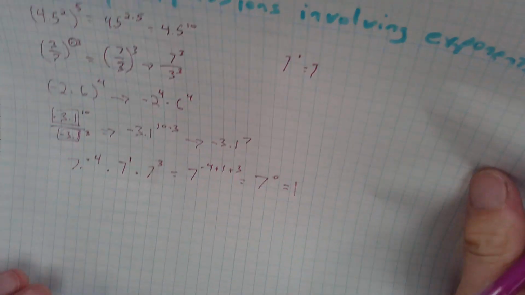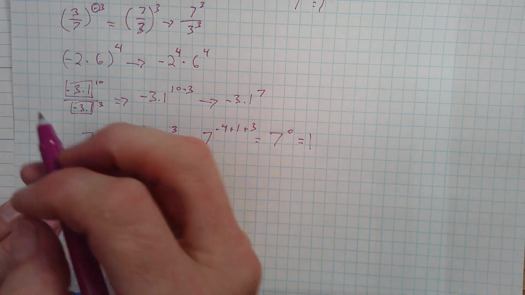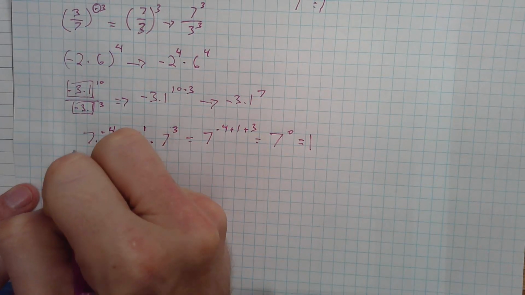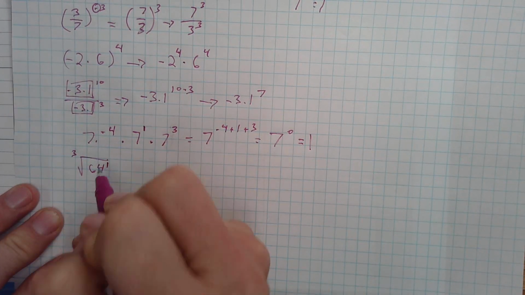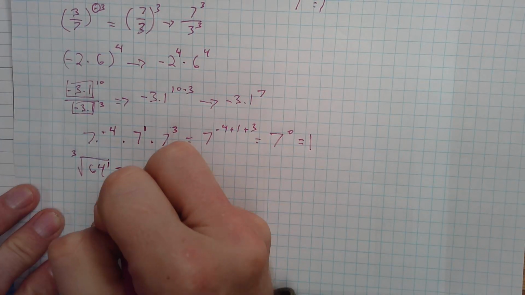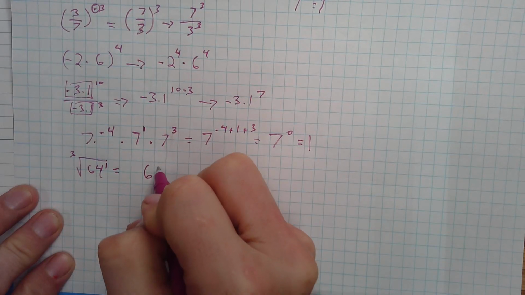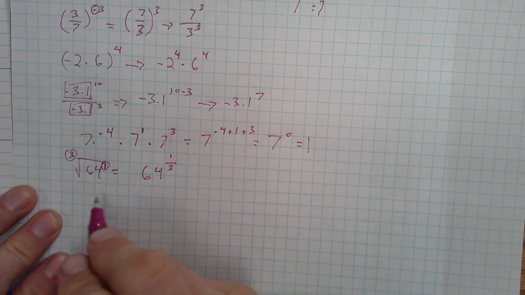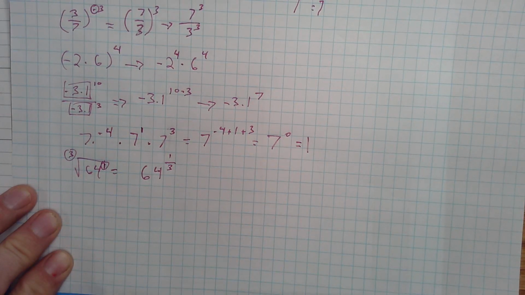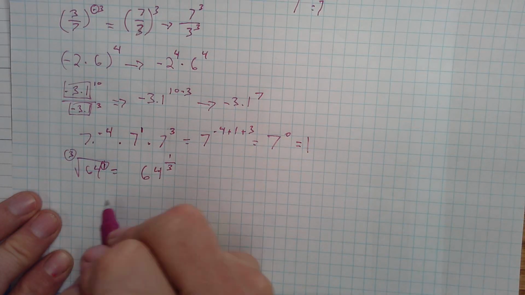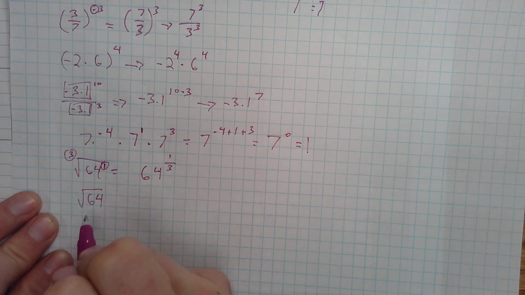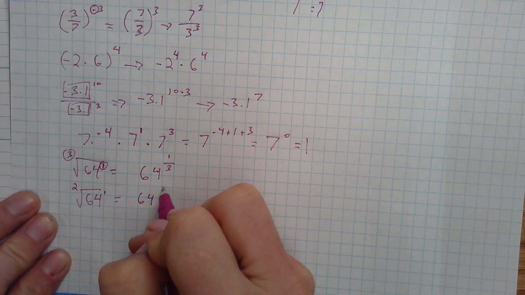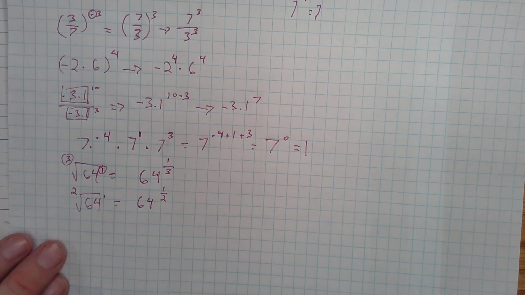Okay, so now we have some radicals. When we have something inside of a radical, like 64 to the, this is to the first power. The exponent inside the radical becomes the numerator, and the index becomes the denominator. So this is 64 to the third. Now this is the square root of 64, so this is a 1, this is a 2. So this becomes 64 to the 1/2. Okay, so there you go.